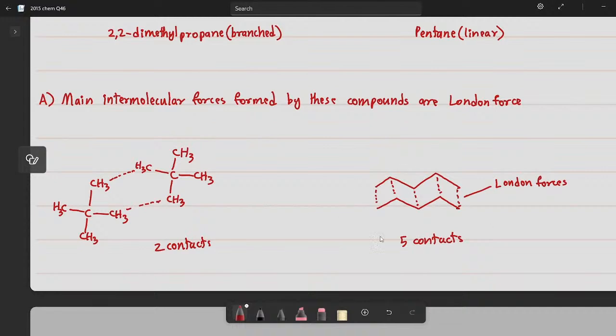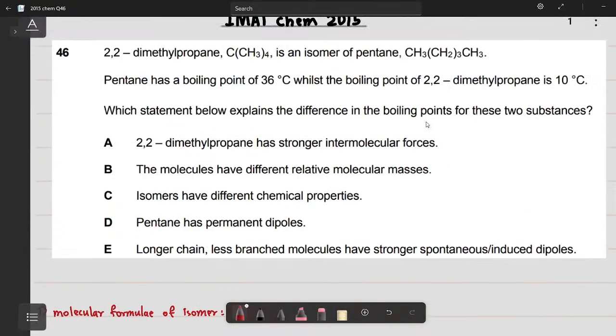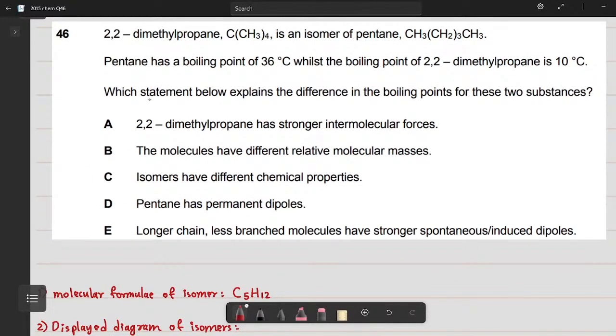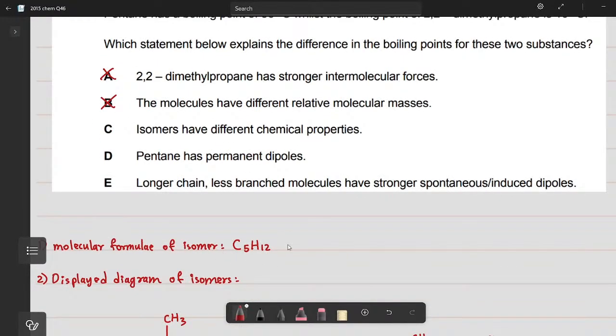So that's why pentane has a greater boiling point. Now moving on to option B. The molecules have different relative atomic mass. We can straight out say it's no, since we know it's C5H12, so both share the same molecular formula.